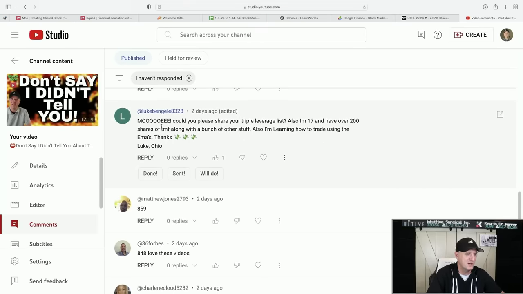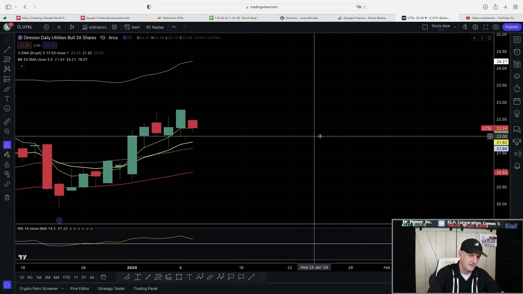I'm 17, have over 200 shares of TMF long and a bunch of other stuff. Also learning how to trade. Yeah, I'll give you one that I'm looking at. Let's go, which one?